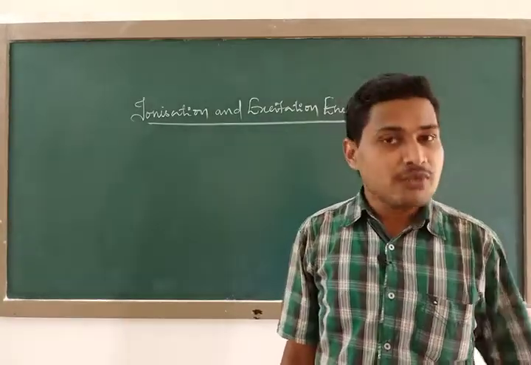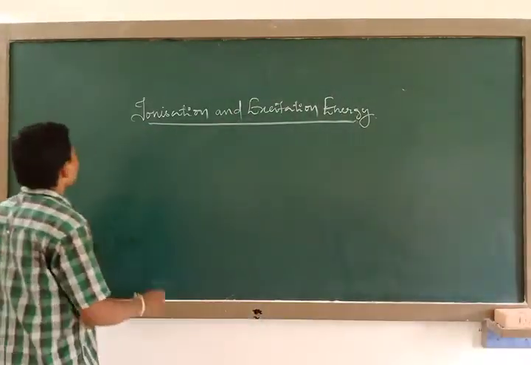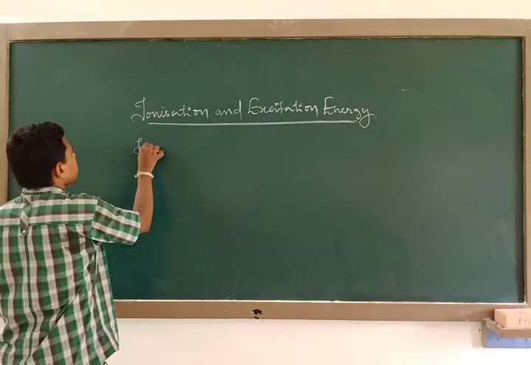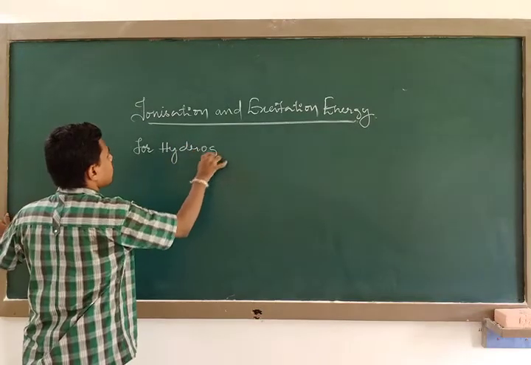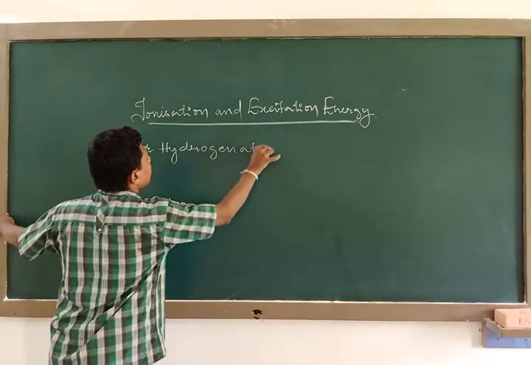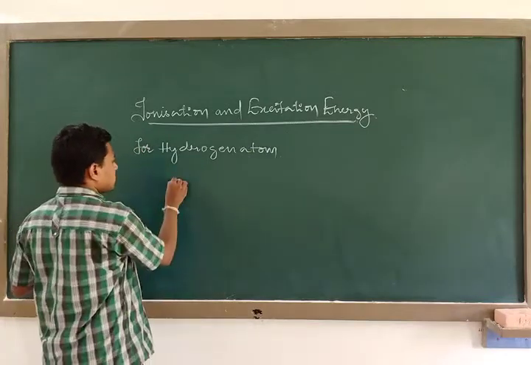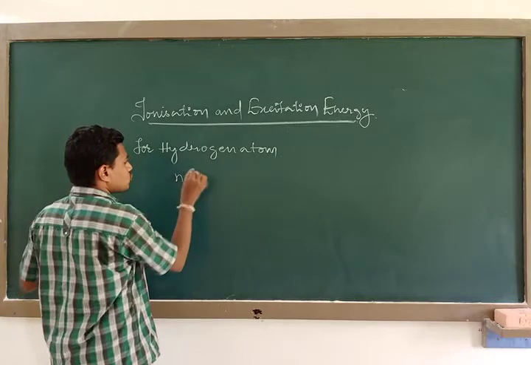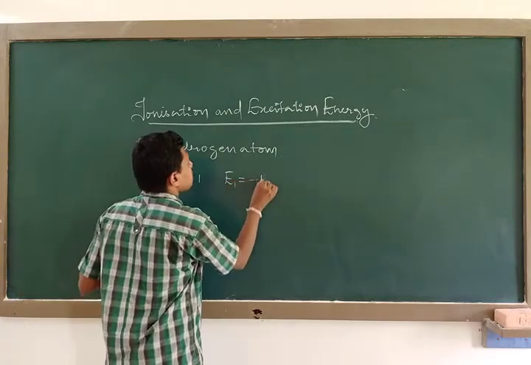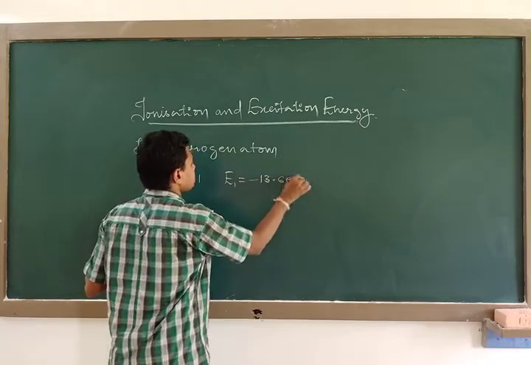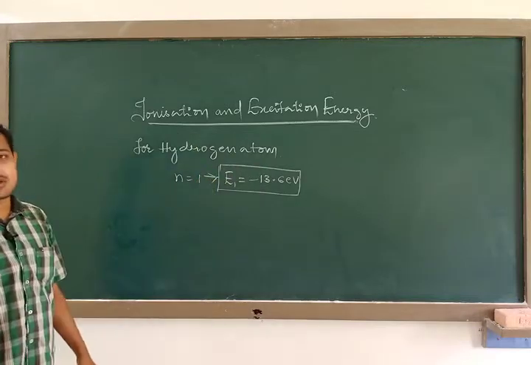And one thing, if you take the hydrogen atom, the simplest atom, Bohr's theory is generally applied to the hydrogen atom. Hydrogen is the simplest atom, so we can take that consideration. For the hydrogen atom, for the first orbit, n equals 1, the innermost orbit, the energy we know is minus 13.6 electron volt. We know the energy corresponding to this orbit is minus 13.6 electron volt.